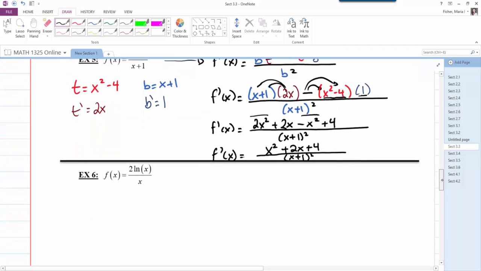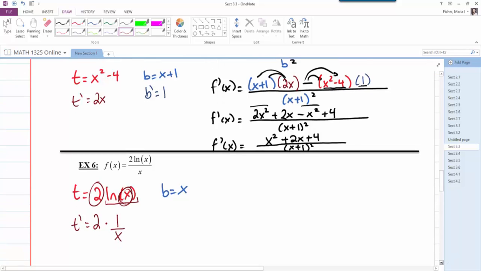Let's go for our next one. Same thing as before. Let's label. The top is going to be 2 natural log of x. The bottom is going to equal x. The derivative of the top, well, 2 is a constant multiplier, it multiplies along. The derivative of the natural log of x is the derivative of x. Well, the derivative of x is 1 over x.